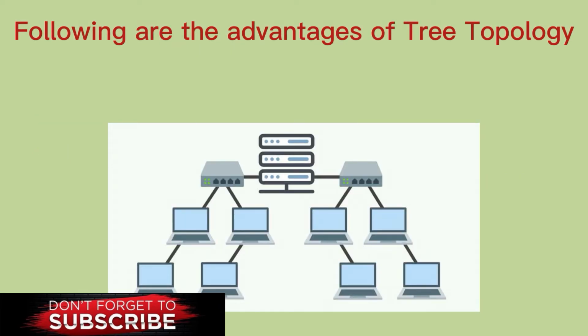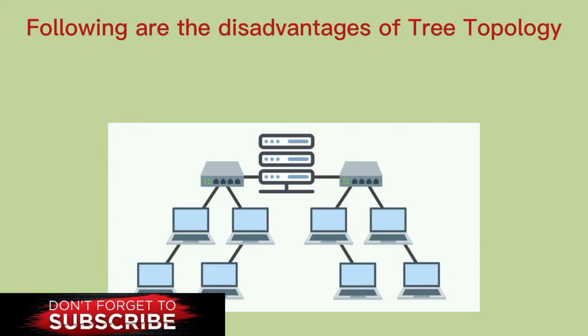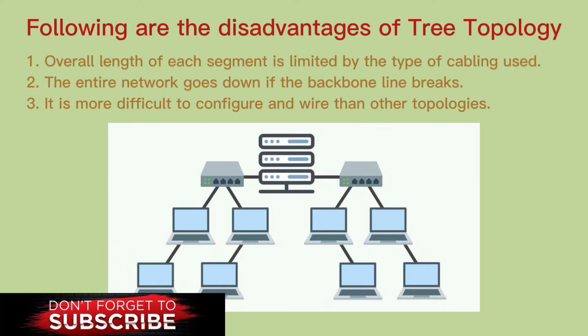Following are the advantages of tree topology. 1. It provides point-to-point wiring for individual segments. 2. It is supported by several hardware and software vendors. Following are the disadvantages of tree topology. 1. Overall length of each segment is limited by the type of cabling used. 2. The entire network goes down if the backbone line breaks. 3. It is more difficult to configure and wire than other topologies.